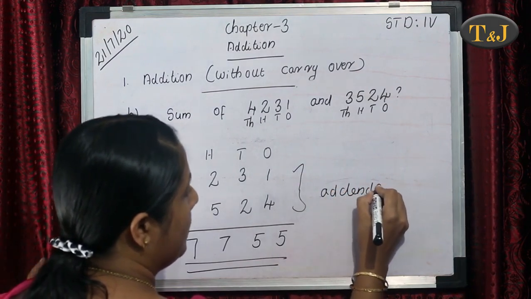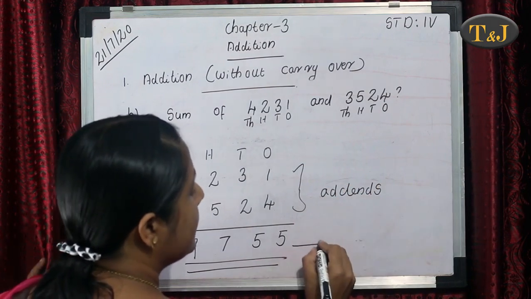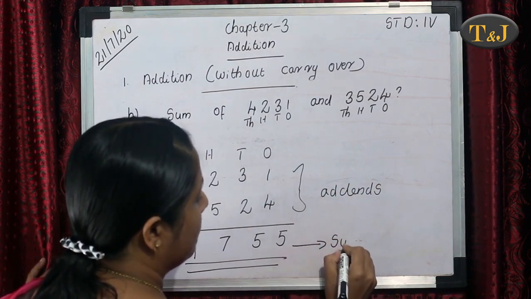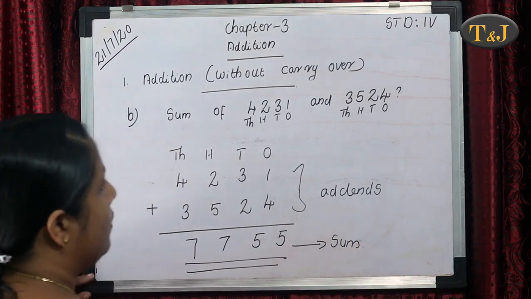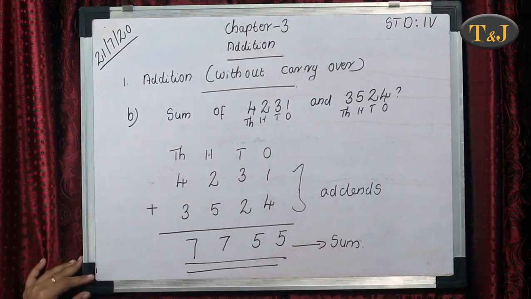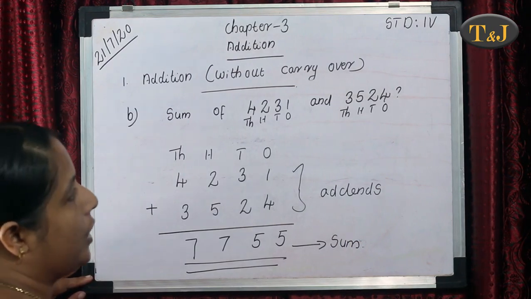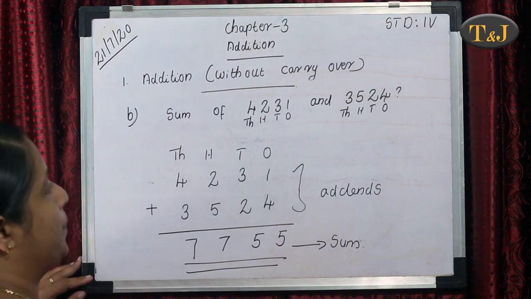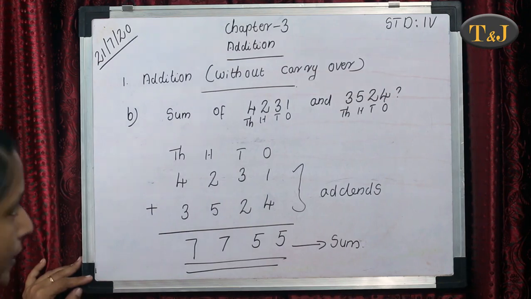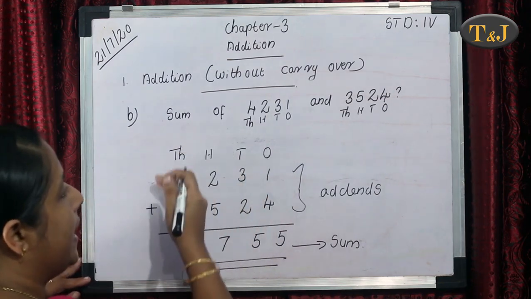Adding of these two numbers is known as addends and its result is known as sum. Okay, first, once more I explain this problem. There is the sum of 4234 and 3554. First we write the places of these digits: ones, tens, hundreds and thousands.